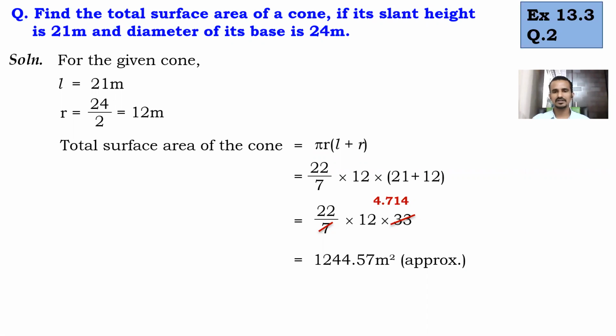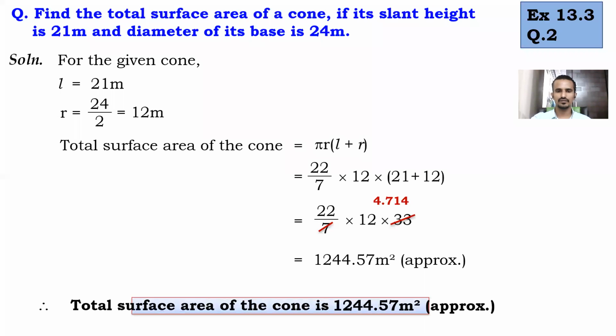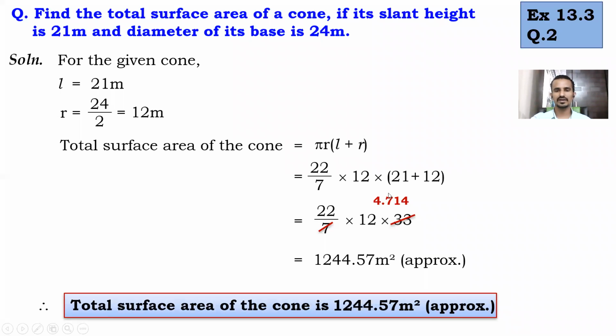12,244.57 meter square. We have written approximately, because even after 57 there are a few digits, so we have ignored those digits and written up to 2 decimals. So the total surface area of the cone is 1244.57 meter square approximately.